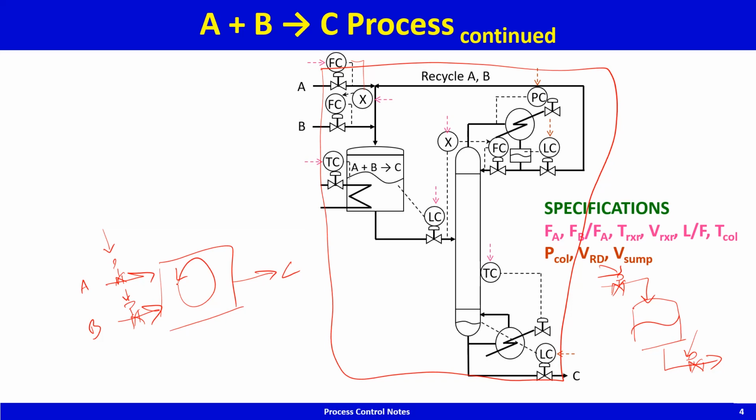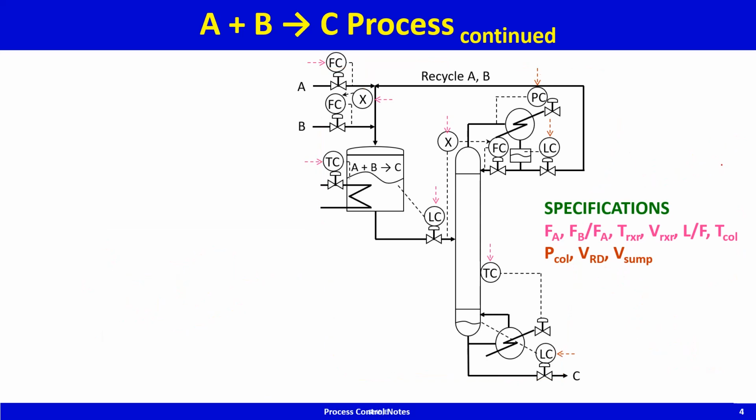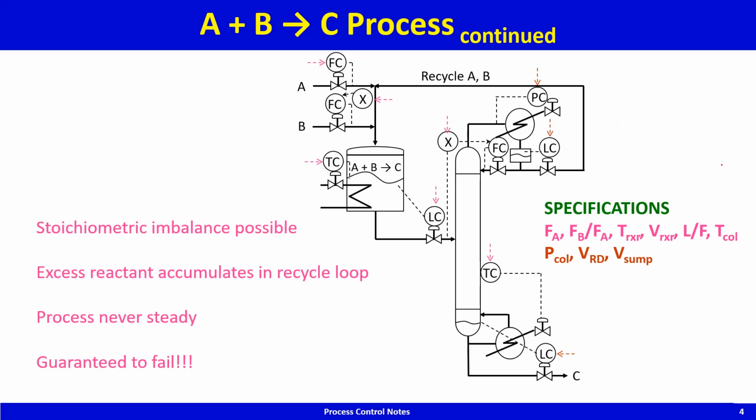So the specification set is this. However, this is not consistent. It is inconsistent in the sense that the process does not settle at steady state. So this is inconsistent. And so the problem is there is the possibility of a stoichiometric imbalance. Excess reactant accumulates in the recycle loop. The process therefore is never steady. It is guaranteed to fail. The process will fill up. The recycle loop will fill up with the excess reactant.